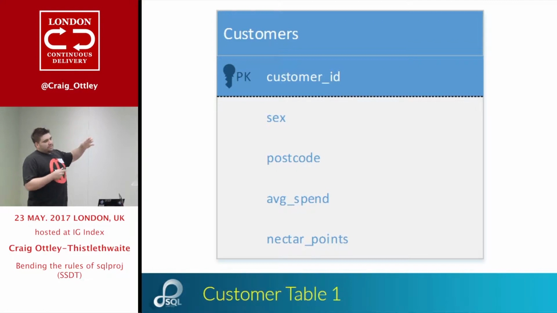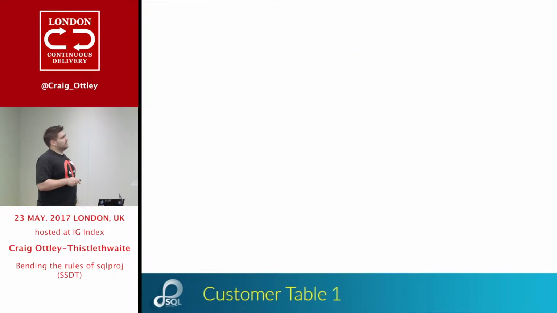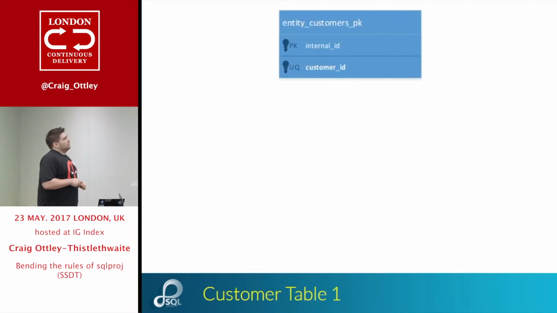So they'd give us their customer list. So we'd have their customer ID, which was unique to them. Then we'd have the sex, postcode, average spend, and nectar points. You can guess who the client was. This is not how we stored it in our database. So what we ended up doing is we created a new table. So we'd ingest that customer table, and we'd split it out into different tables.